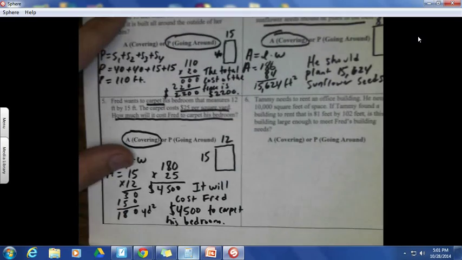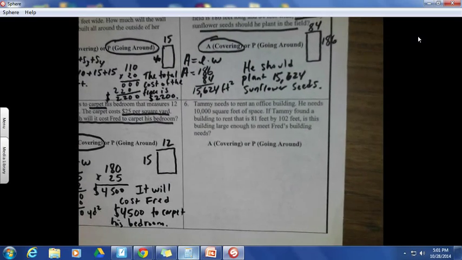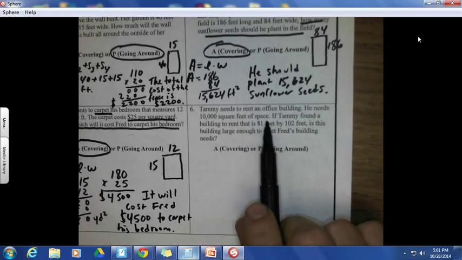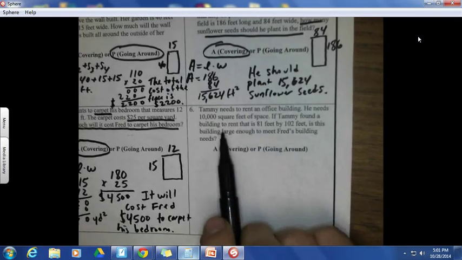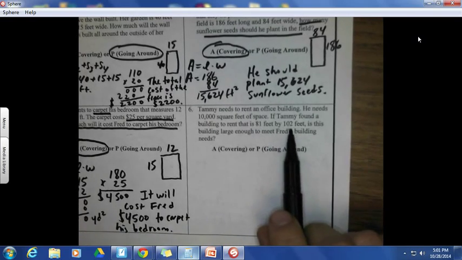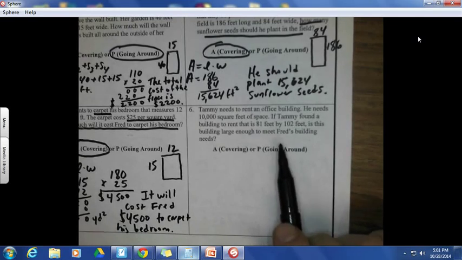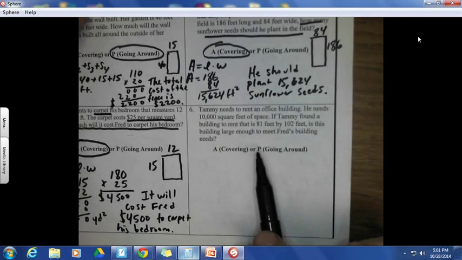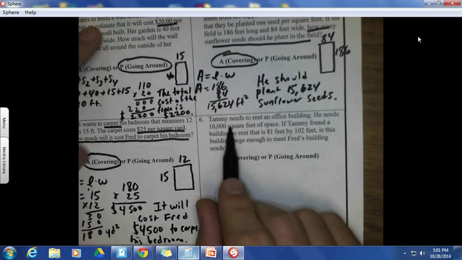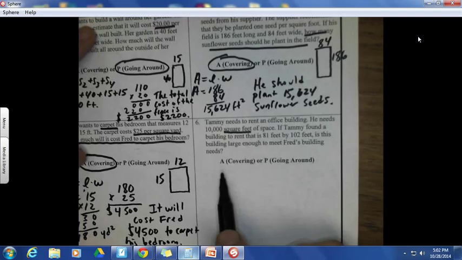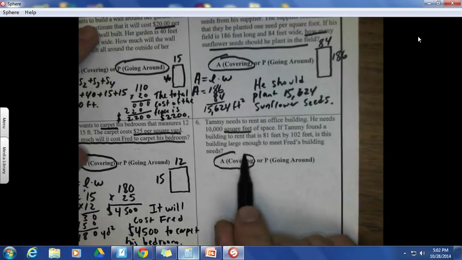Alright, last one. Tammy needs to rent an office building. He needs 10,000 square feet of space. If Tammy found a building to rent that is 81 feet by 102 feet, is the building large enough to meet Fred's building needs? Alright, so again, first question, we see this square feet. That should alert us right away that we are covering.